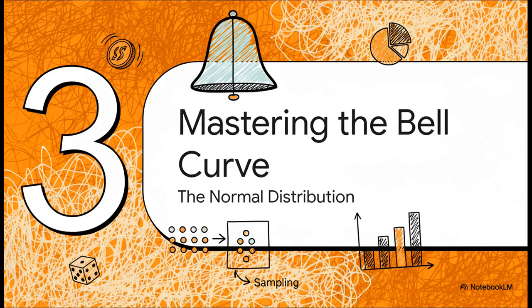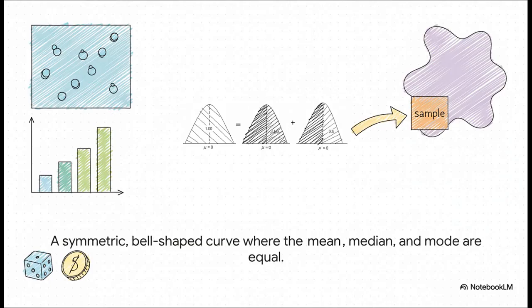Okay, let's talk about the rock star of statistics, the single most important, most common shape you will ever see, the normal distribution, which everyone just calls the bell curve. So many things in real life, from test scores to people's heights, follow this pattern. And here it is. Notice how it's perfectly symmetrical? That peak right in the middle?